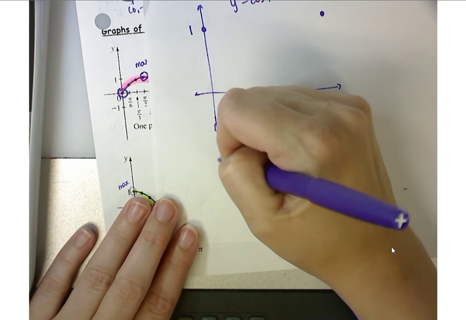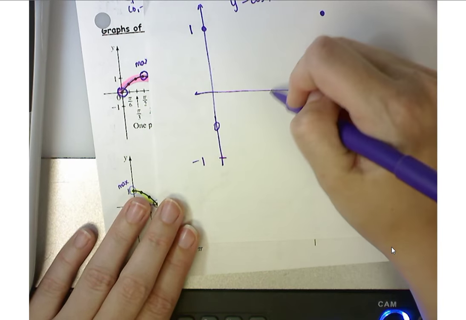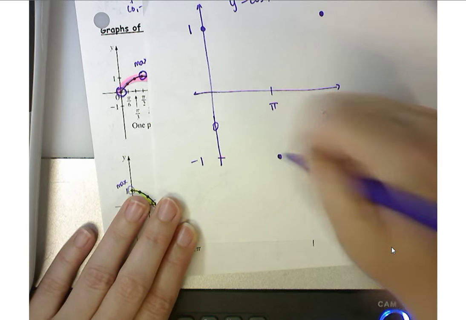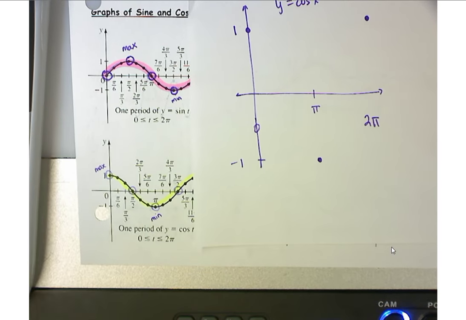I should make this nicer here. Okay, so your min is -1, and that's going to be at pi. Okay, so for cosine, it starts at the max, ends at the max. Halfway in between is the min, and then halfway in between the min and the max is what? Is pi over 2, and what happens at pi over 2? It crosses the axis, so it's at 0. At 3 pi over 2, it crosses at 0.